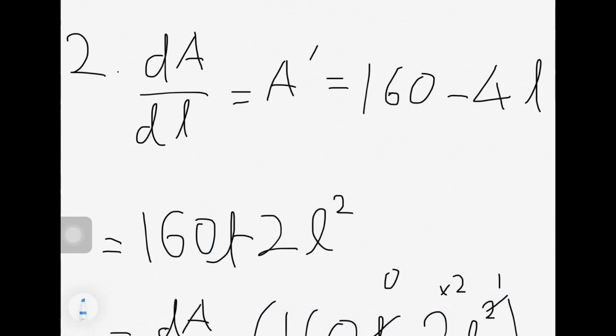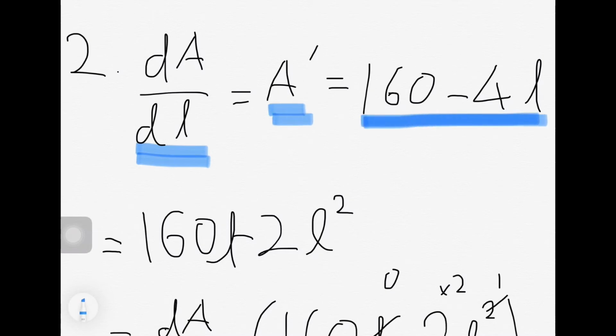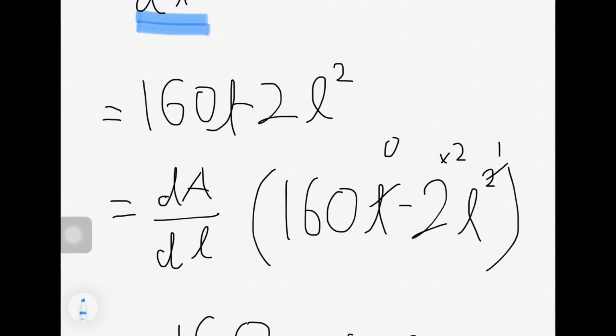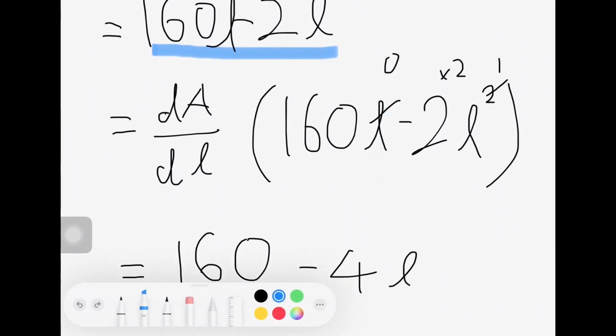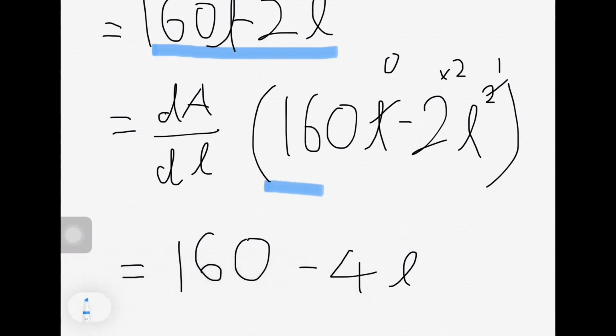And then step 2, we have to differentiate with respect to L. Now we are interested in maximizing the area of the garden, so we have to differentiate to get the following. dA/dL differentiate equals to A prime equals to 160 minus 4L. This is obtained by 160L minus 2L squared differentiated, dA/dL equals to 160 minus 4L.